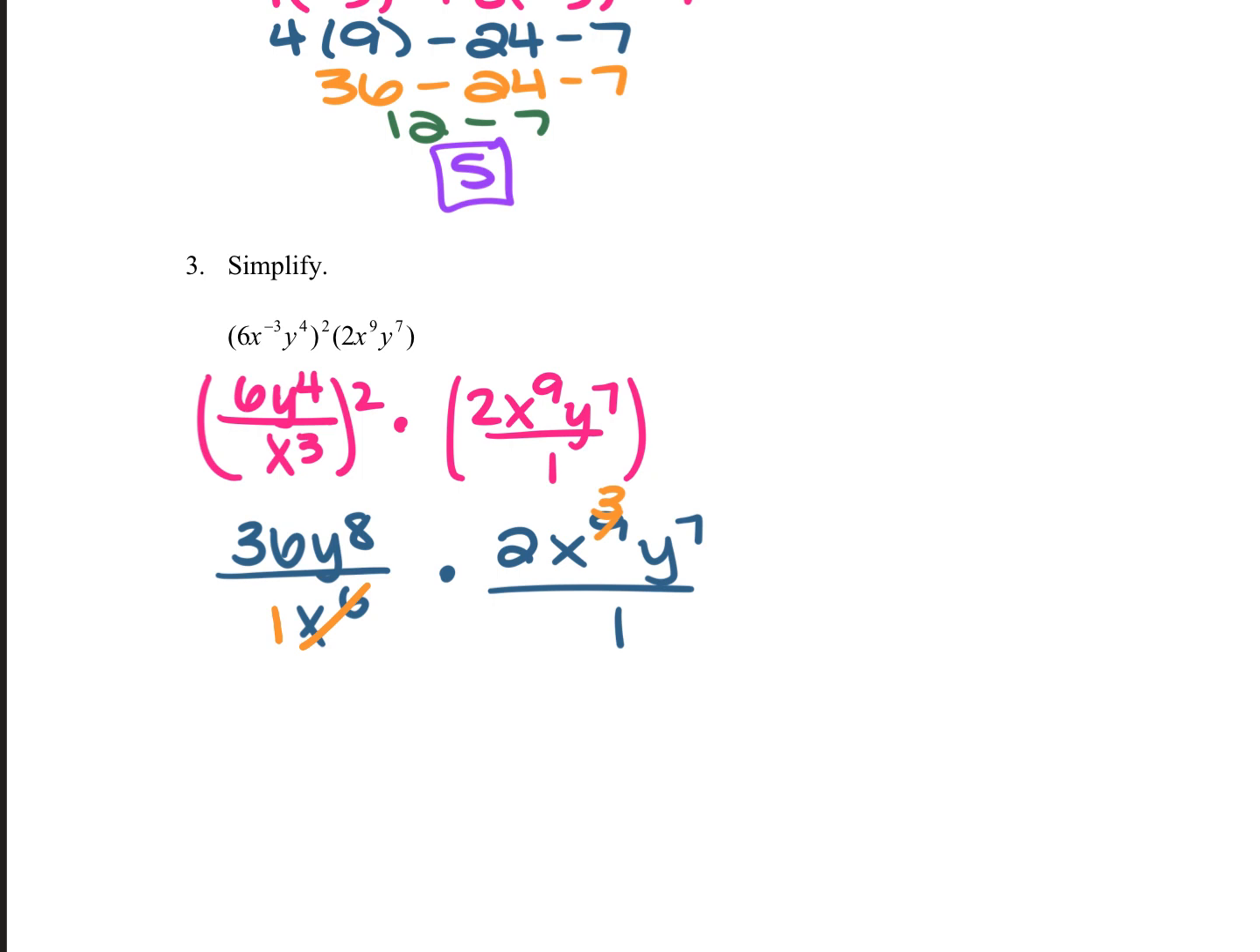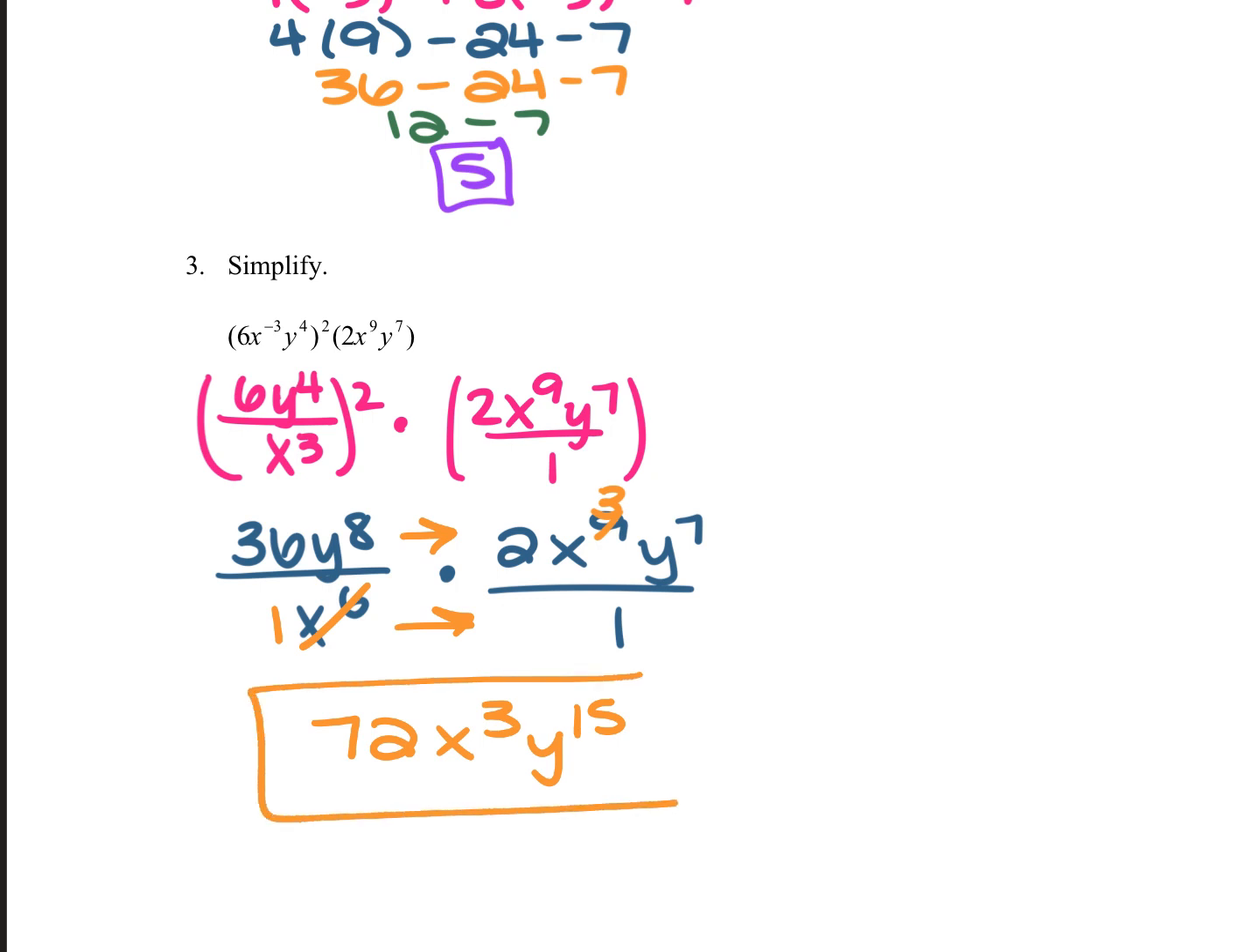So now we multiply straight across, and this gives us 72 x to the 3rd, y to the 8th times y to the 7th. We add those powers, that's y to the 15th over 1. So that's just the 72x cubed, y to the 15th.